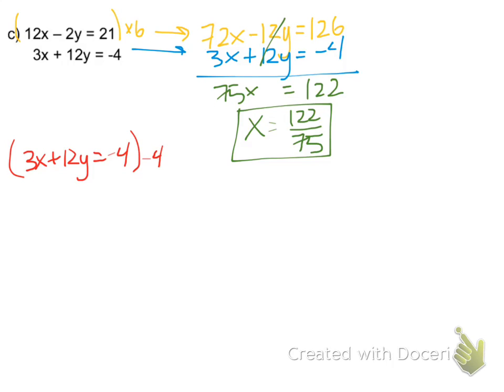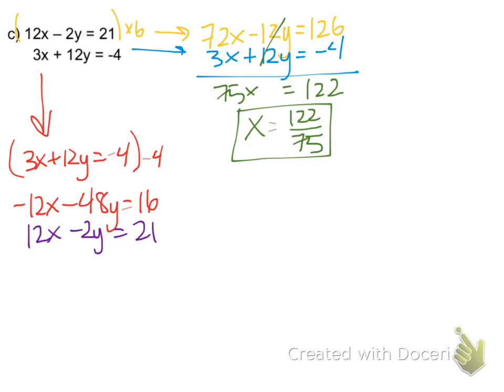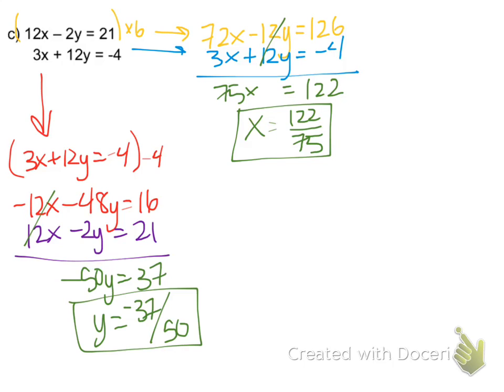So rewriting the second equation, let's multiply it by negative 4 because then my x's will eliminate. I will get 12x and negative 12x. Bringing down the top equation, 12x minus 2y equals 21. And now when I add these together, my x's eliminate, and I get another nasty fraction for the y.